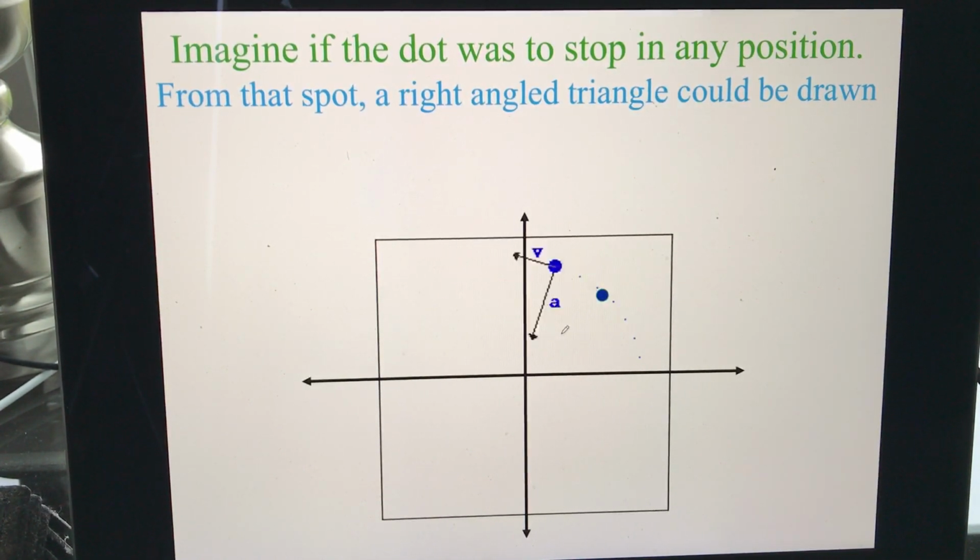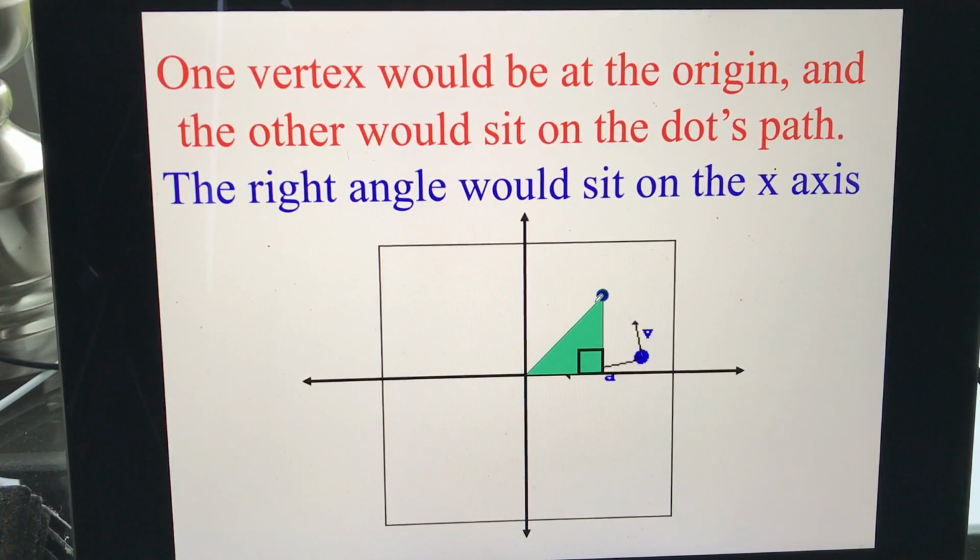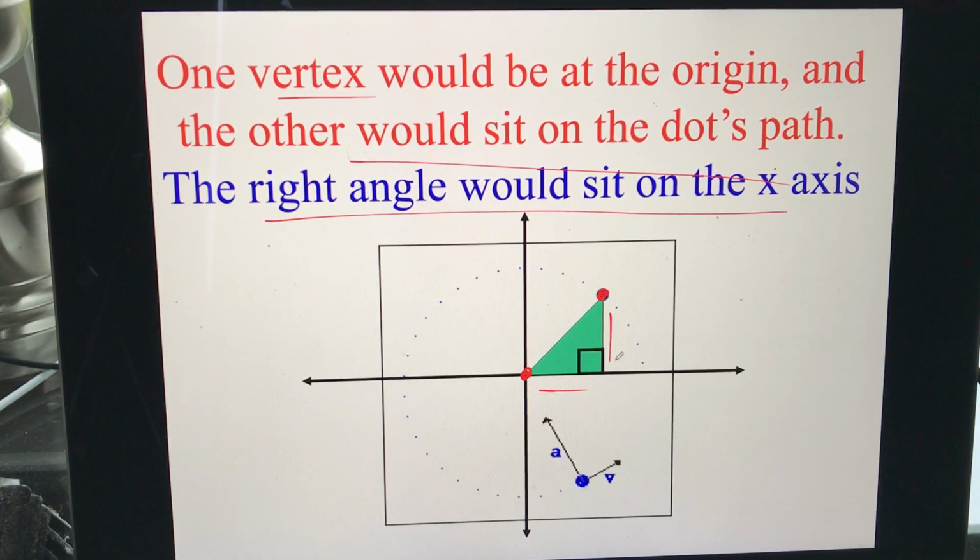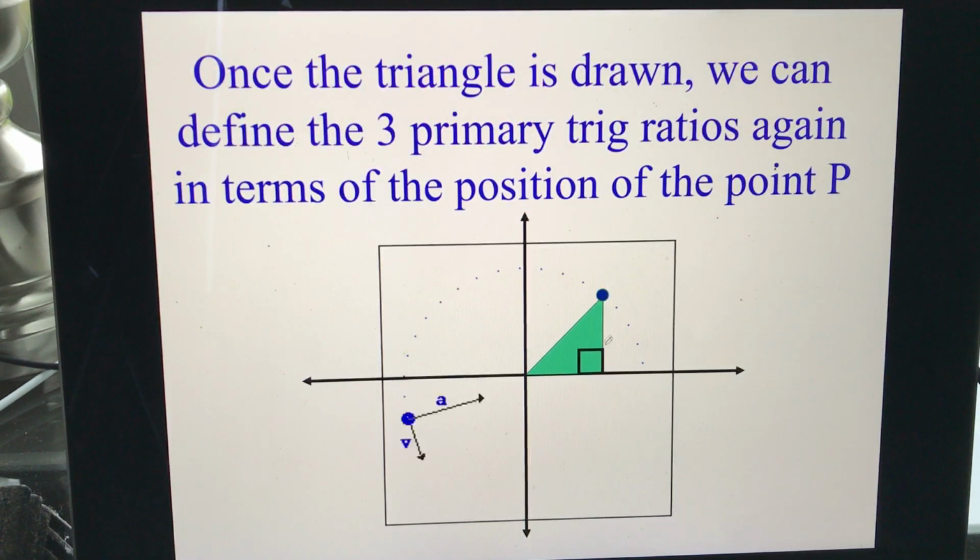Now imagine the dot was to stop in any position. This thing is spinning around in a circle, and if we were to freeze it, this blue dot would stop here. From that spot, we can draw a right triangle. We can have one corner down here on the origin and one corner up here on the edge of the circle, and we can drop a vertical line and a horizontal line to create a right triangle. So one vertex is on the origin and the other is on the dot's path, and a right angle would sit on the x-axis.